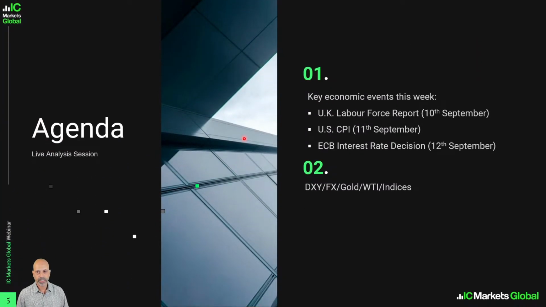Before we dive into the charts and TradingView, let's take a quick look at what's on the economic calendar for this week. There's quite a few things going on, but I'd like to bring your attention towards the UK Labour Force report that's out tomorrow, Tuesday, 10th of September, as well as US CPI on Wednesday, the 11th, and of course the ECB interest rate decision that's going to take place on Thursday, 12th of September.